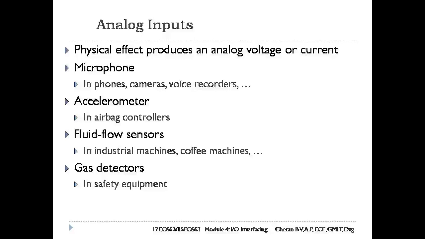Next one is fluid flow sensors, used in industrial machines, coffee machines, etc. There are numerous forms of sensor that rely on different effects to sense flow. Next one is gas detection sensors, used in safety equipment. There are numerous different forms that use different effects. As an example, a photoionizing detector uses ultraviolet light to ionize a sample of the atmosphere.